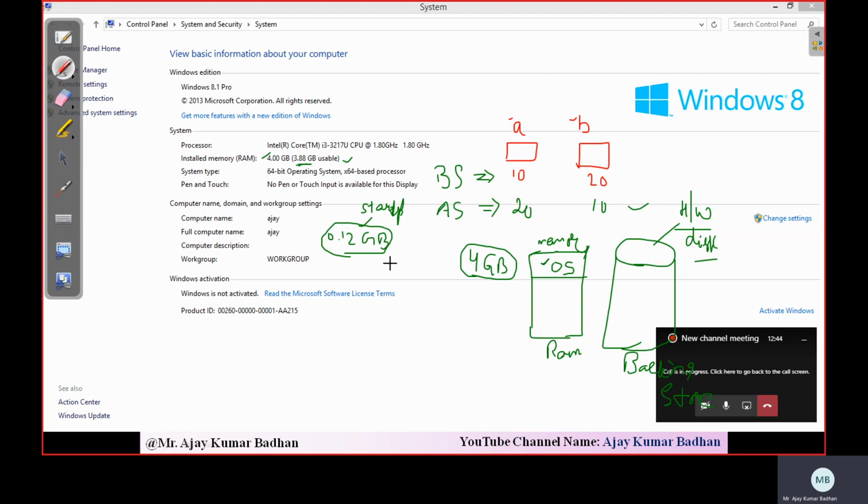In the first unit, I said whenever you switch on your mobile, I mean your laptop, automatically what happens? There is a program, the bootstrap program, that will initiate your operating system. That will be located in this 0.12 GB. And once this operating system starts, some portion of your RAM will be occupied by it. I hope it's very clear till here.